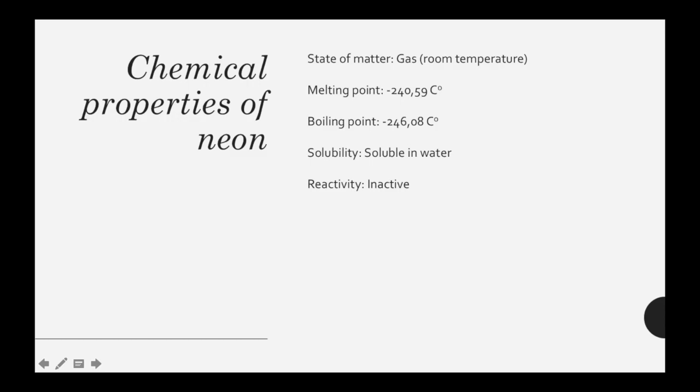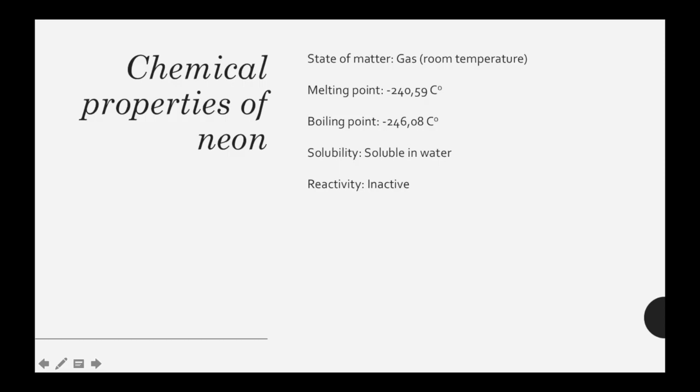The chemical properties of neon. When we have neon at room temperature, the state of matter is a gas. The melting point for neon is minus 240.59 Celsius, and the boiling point is minus 246.08 Celsius. The solubility for neon is that it's soluble in water.